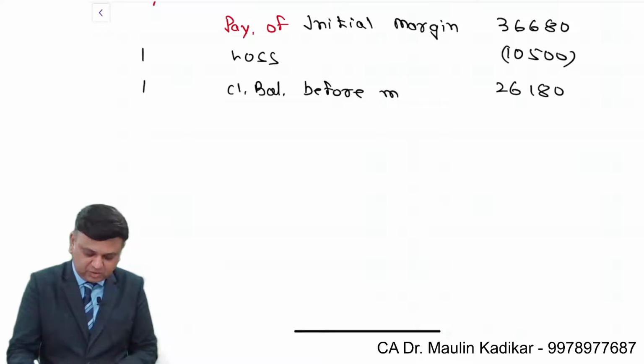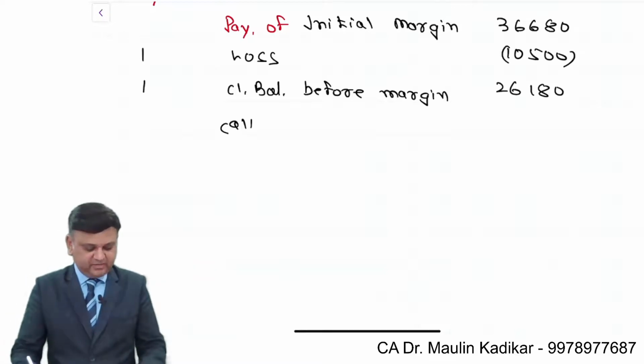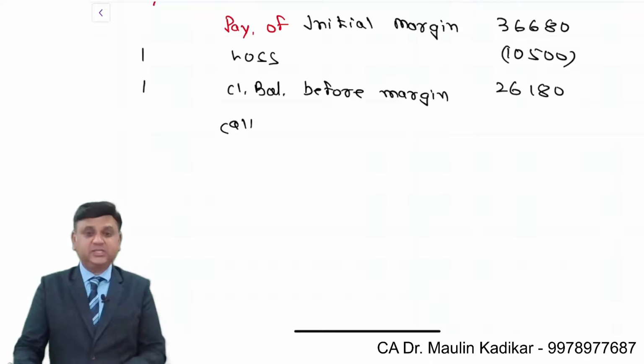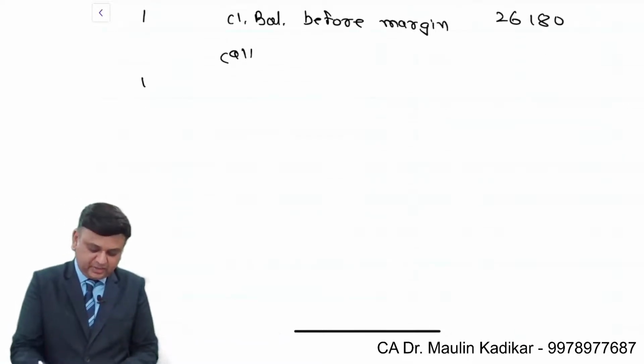Before margin call, we understand, let's say 9170 into 50 into 6%. Maintenance margin is 27,510. This balance is lower than that. So on the first day itself, you are required to make payment of margin.